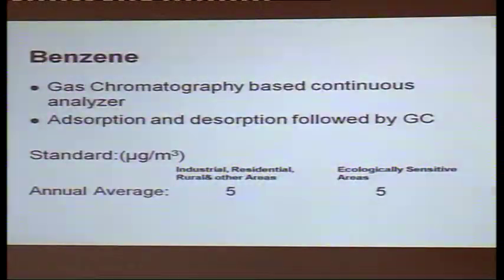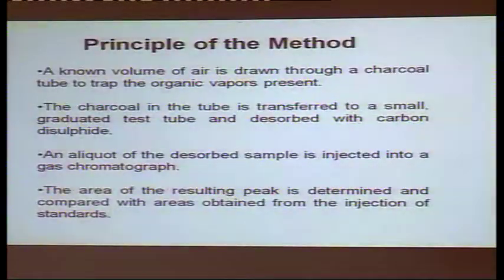Next. Benzene can be collected on a charcoal filter. A known volume of air is drawn through a charcoal tube to trap the organic vapors present. The charcoal in the tube is transferred to a small graduated tube and dissolved with carbon disulfide. The benzene trapped in the charcoal can be desorbed by two methods, by solvent or by thermal desorption. The thermal desorber is not available at most places, so what we do is desorb it with carbon disulfide.